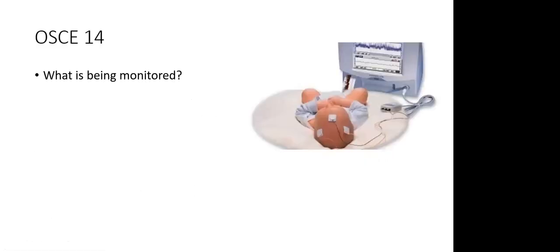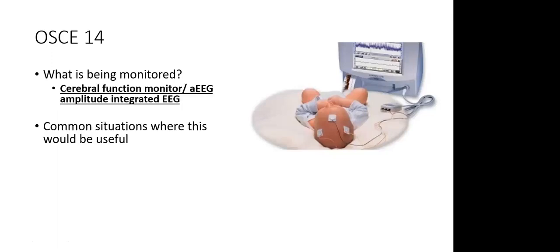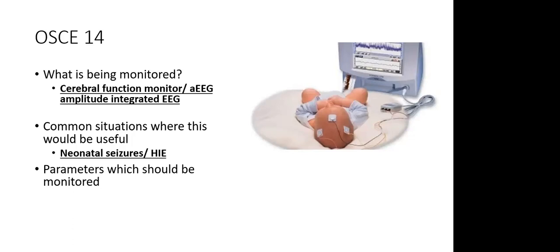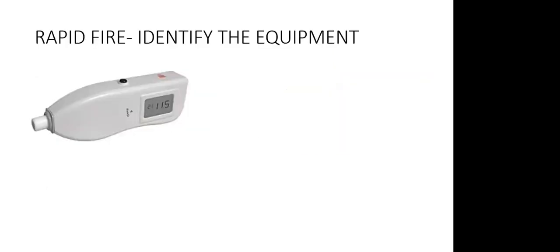So I'll just go on to what is being monitored here. I think this is cerebral function monitoring or aEEG. The common situation, as we discussed, will be neonatal seizures or HIE. The parameters which should be monitored would include amplitude, variability, sleep-wake cycle, and seizures.